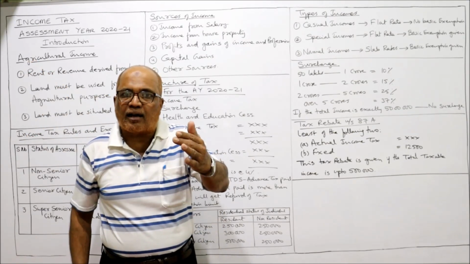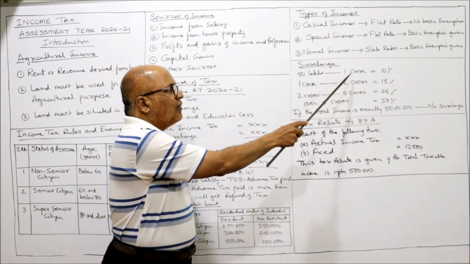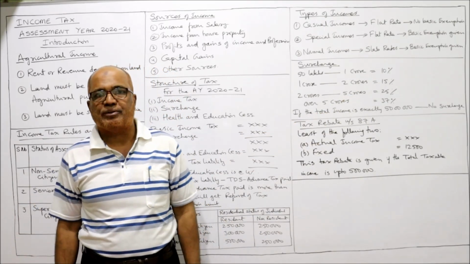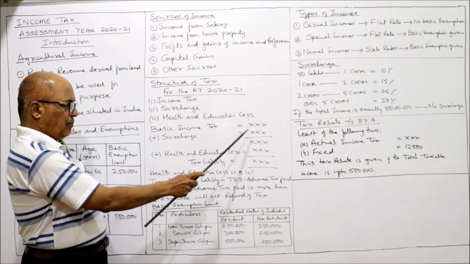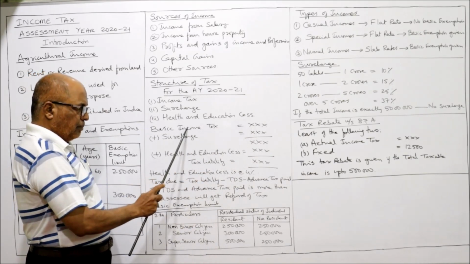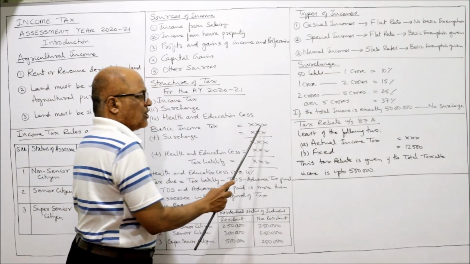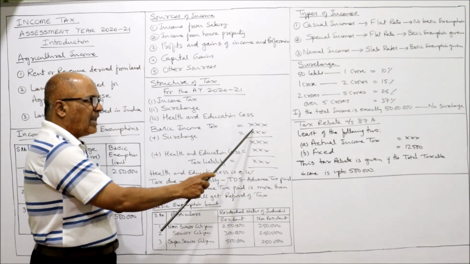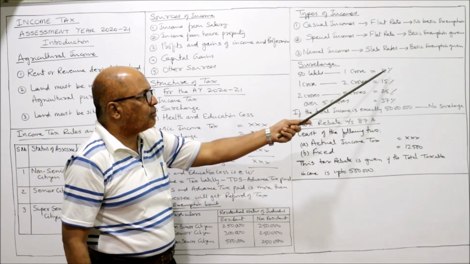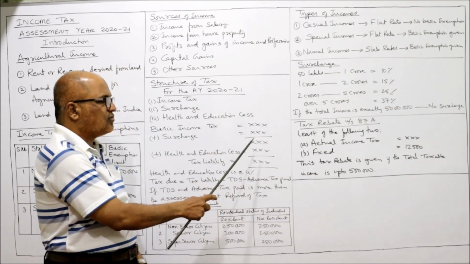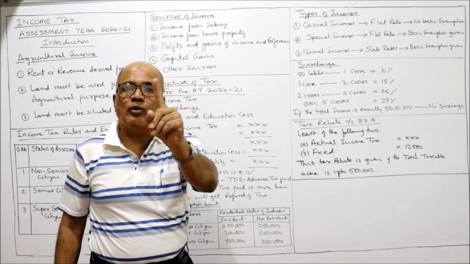So more than 50 lakh, up to 1 crore, 10% is the surcharge rate. So after calculating basic income tax, on this basic income tax, 10% is the surcharge. Suppose you got basic income tax 1 lakh rupees. So on this 1 lakh rupees, 10%, 10,000 surcharge will be added. So 10% is the rate if the total income exceeds 50 lakh up to 1 crore.